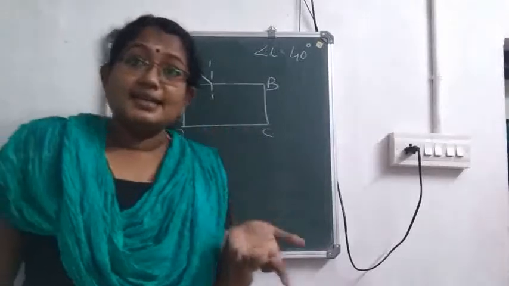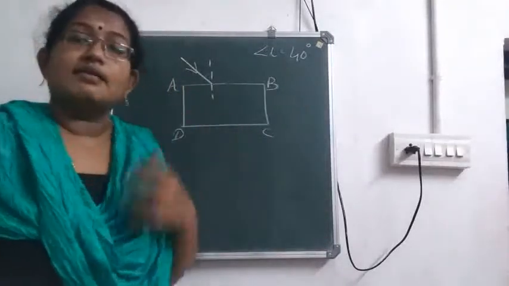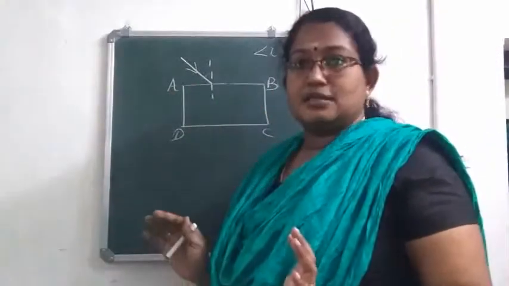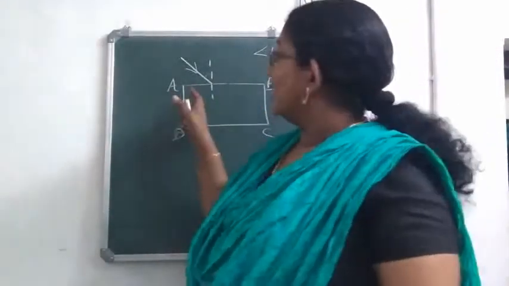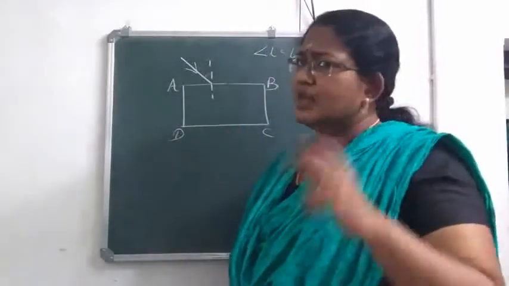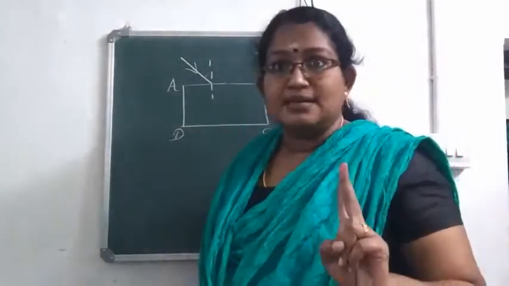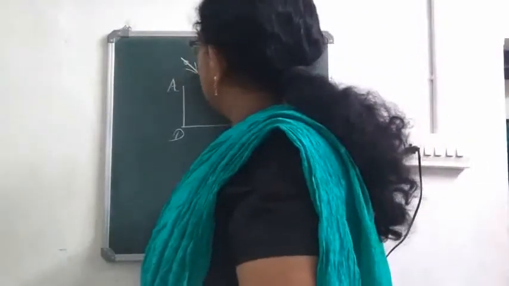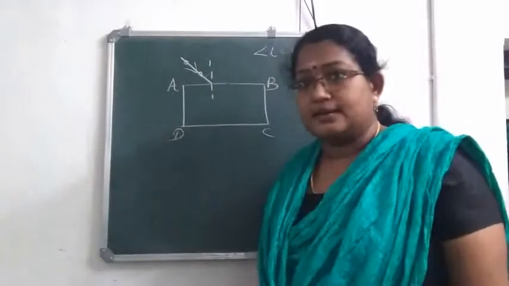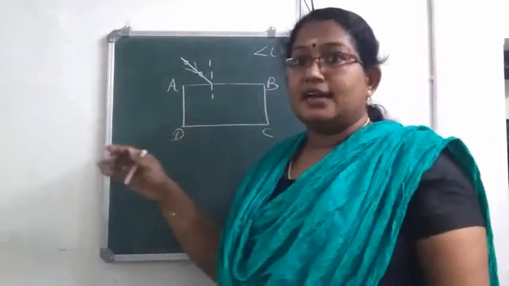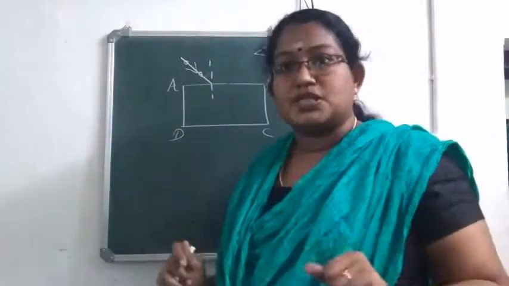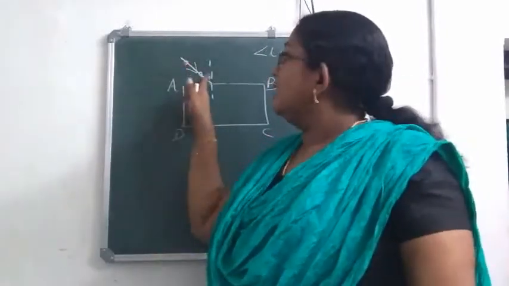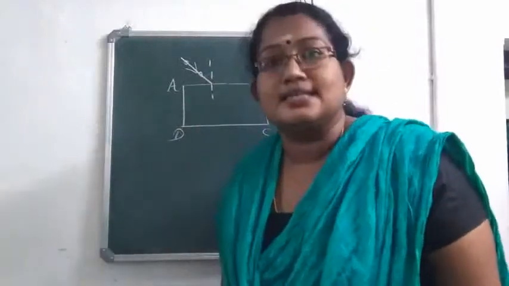Now, the next thing is to take the rectangular glass slab back and keep it in its place. Then take two pins and put those two pins on this incident ray. So we have kept our rectangular glass slab back in its position. Then take two pins and keep those two pins on the incident ray.